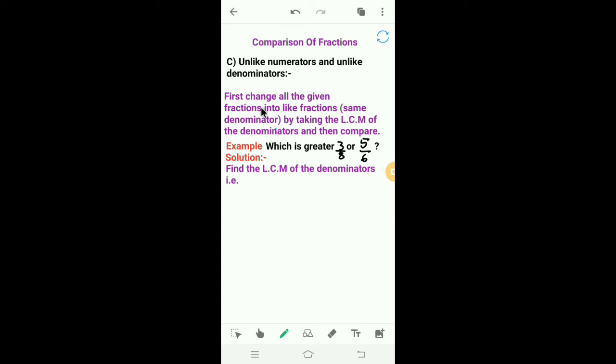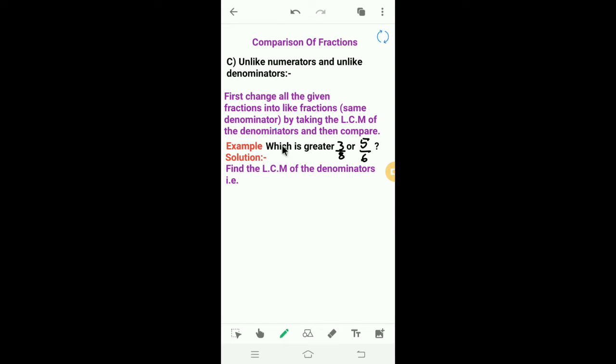Let's learn. First, change all the given fractions into like fractions by taking the LCM of the denominators and then compare.